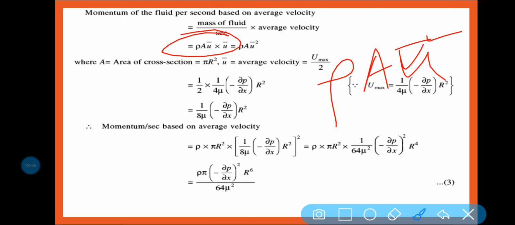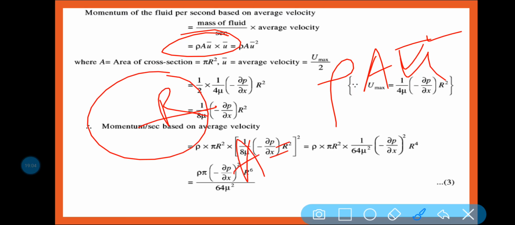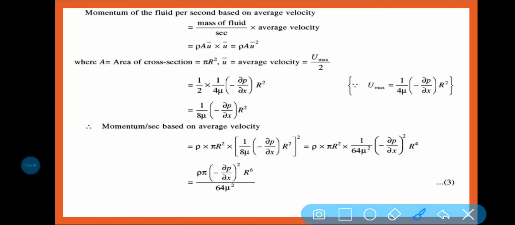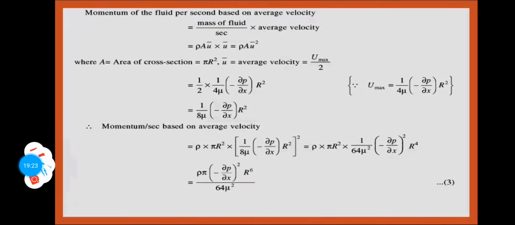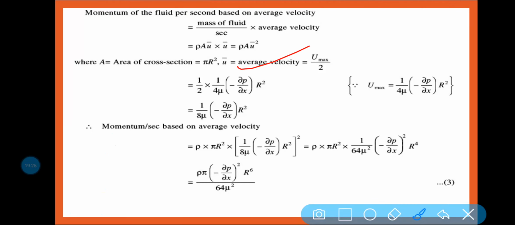Here we have seen that area is capital A, and it is equal to what? Pi r square. If the radius is r, then what is the area? Total area pi r square, the cross sectional area. And for average velocity, we know that for a circular pipe it is u max by 2. Remember, for parallel plate it is u max by u average equal to 3 by 2. So this is the average velocity.